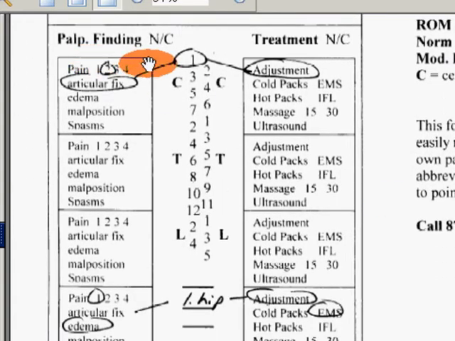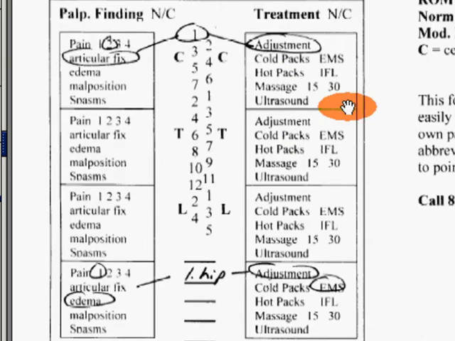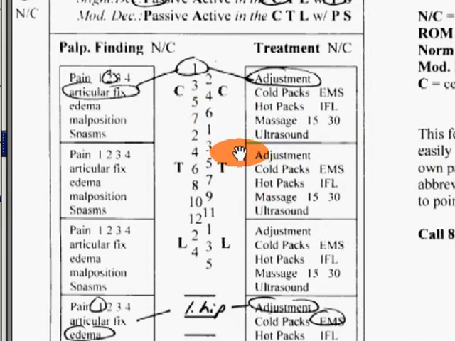Let's go down here to findings. At C1, you found moderate pain. This is mild, moderate, severe, audibleized. So moderate pain, and you found articular fixations, and you adjusted it. Left hip, mild pain, edema. You adjusted it and did EMS. This is a very simple kind of form. You can look at it. You can use it. It's not rocket science. Anybody in your office could look at it and know what you did. Now, of course, you send this into an insurance company, and they'd try to say, well, we can't quite understand it, even if they could.